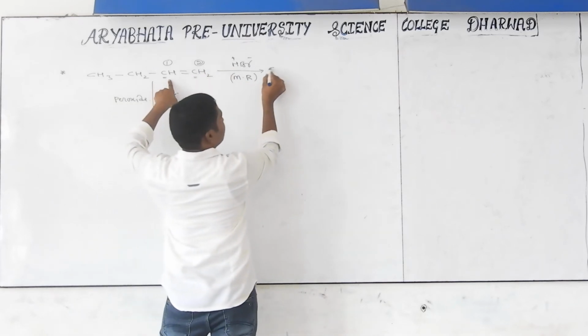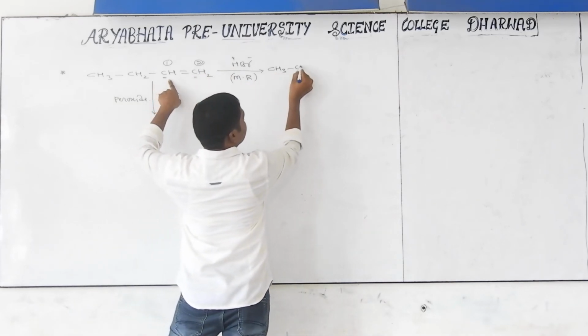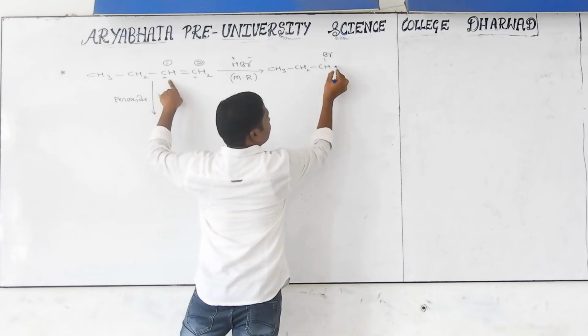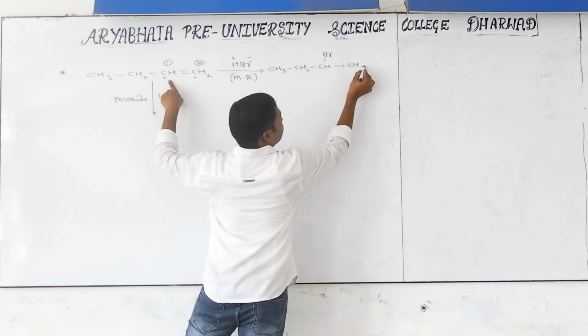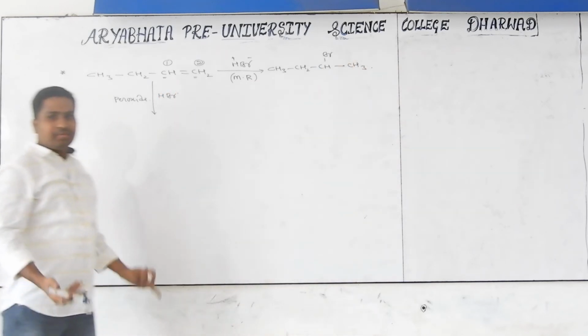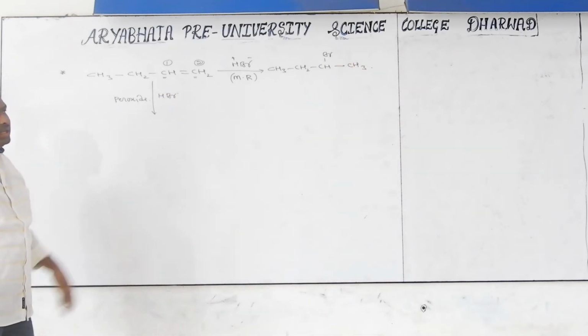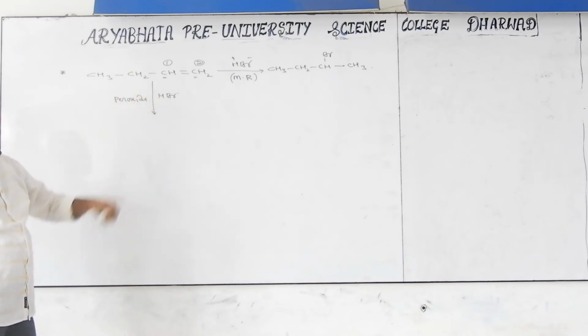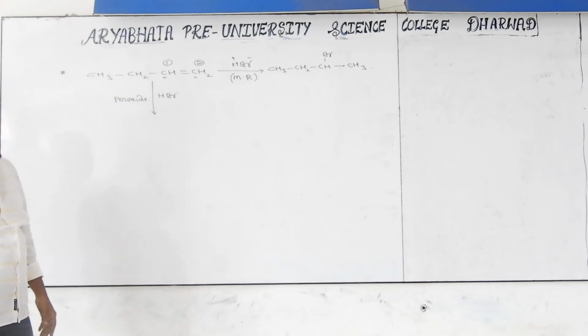Then what product are we getting? CH3, CH2, CH with Br on it. Addition, no bond breaking, after that CH3. It's simple. You will get options like this only: 1-bromobutane, 2-bromobutane, like that. Some different names you will see. 2-bromobutane is the answer.